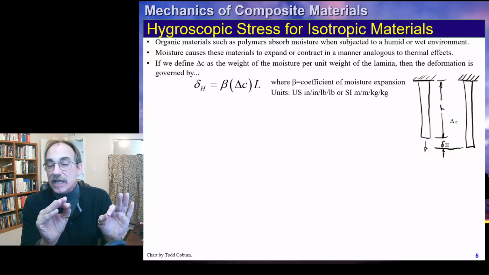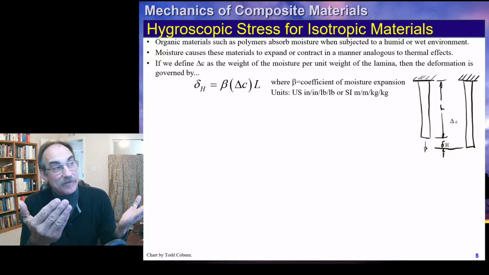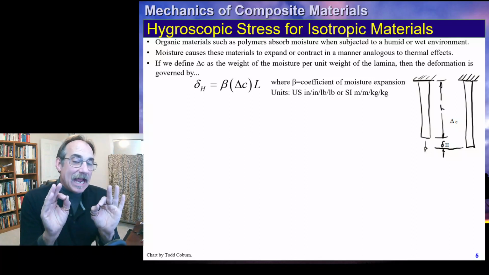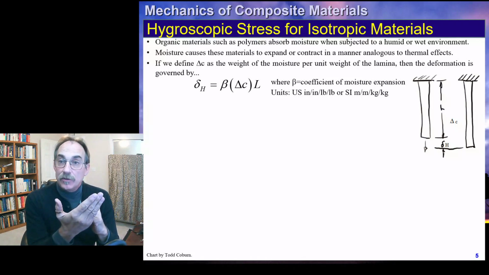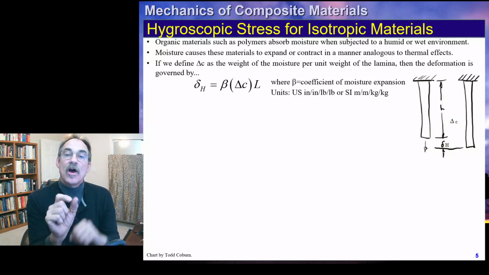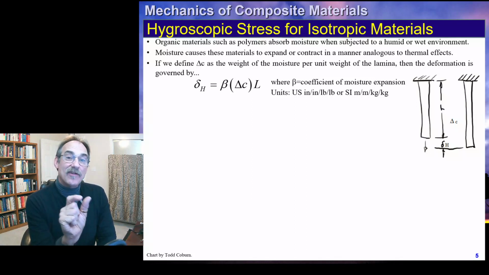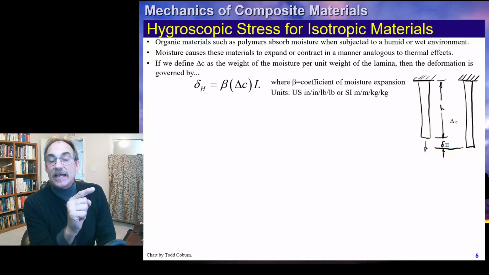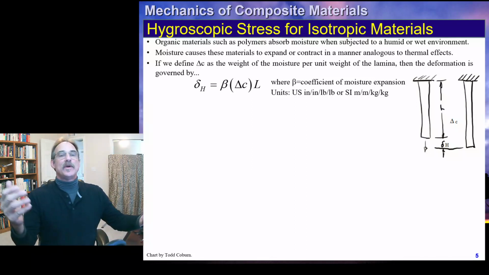So now we're going to introduce a method for calculating moisture effects, for which we use the word hygroscopic. We can actually simulate the behavior of an isotropic material to hygroscopic loads in the same manner that we did for thermal loads. What that means is our strain due to moisture can be thought of, instead of alpha delta T, as beta delta C, where beta is the coefficient of moisture expansion, multiplied by the change in moisture concentration. So what's a moisture concentration?